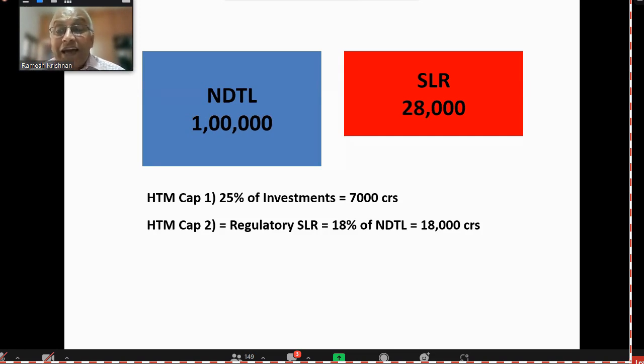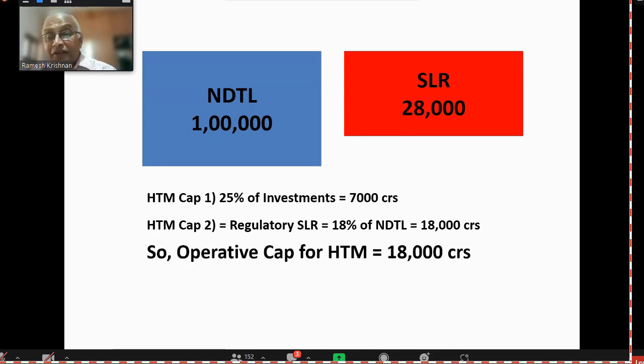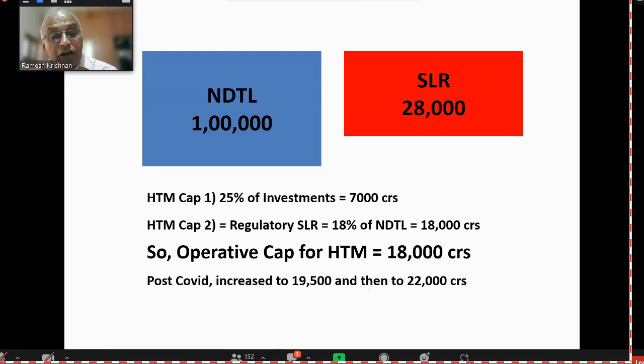So this is the interpretation of the RBI circular. Make the operative cap at 25% of investments or your regulatory SLR. Practically for every bank, it will be the regulatory SLR which will be the cap. Then the operating cap will be 18,000. Now post-COVID, it is 22,000 crores and even 23,000 crores.